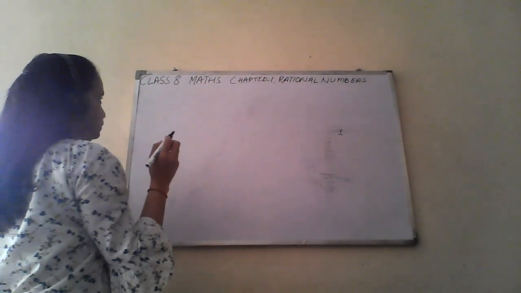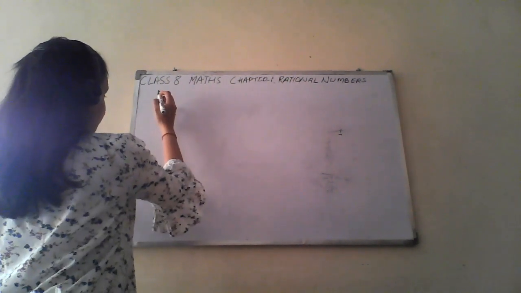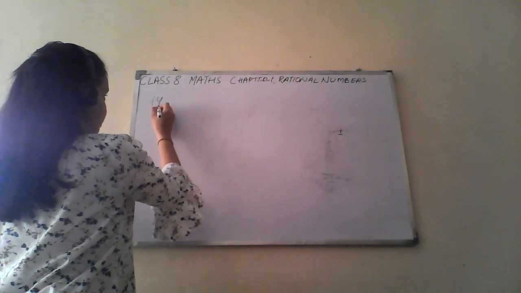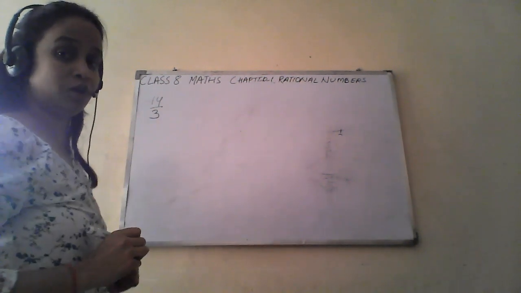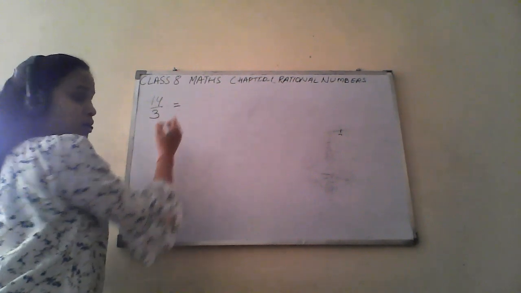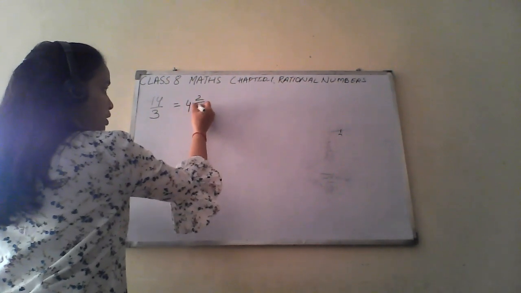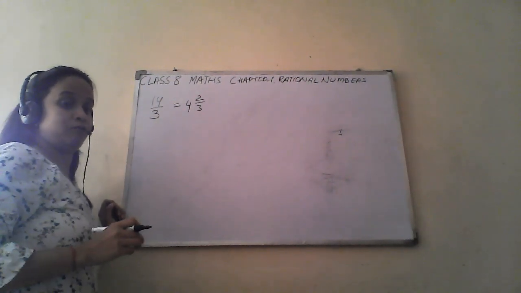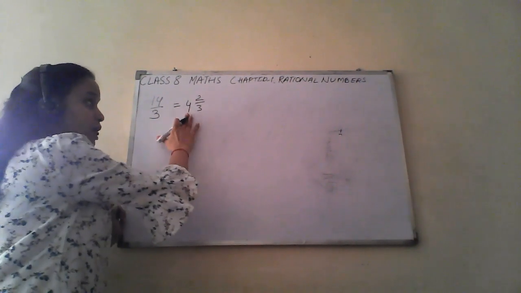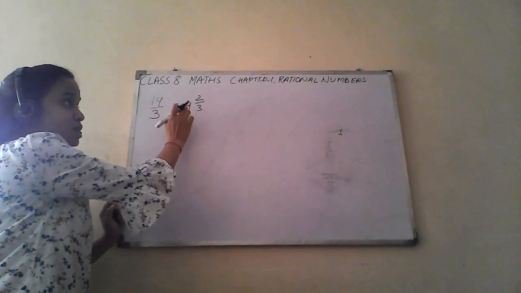Like we have 14 by 3. We have to plot 14 by 3 on the number line. So first we convert it into mixed fraction form. It will be 4 whole number 2 by 3. So up to which point do we have to extend the number line? We have to extend it up to 5 since it is 4.